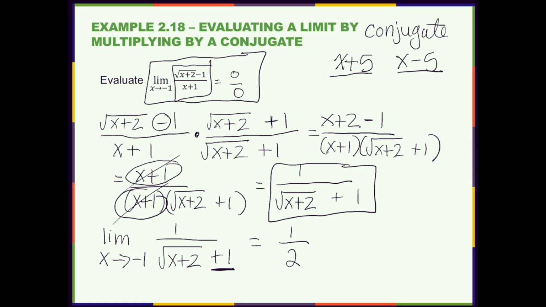which gives me a 2. So this limit that originally gave me a difficult time with 0 over 0, just by multiplying by the conjugate, I end up simplifying it and making it a lot easier, and I get a limit of 1/2.